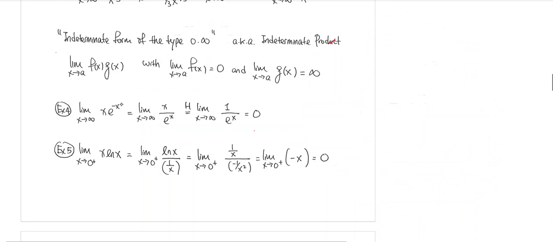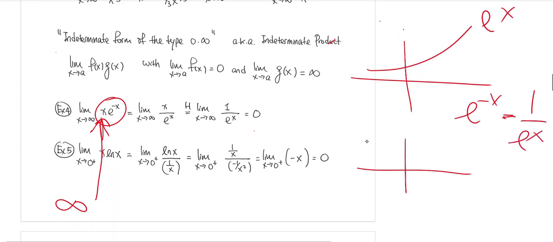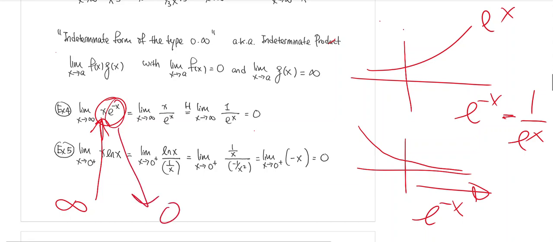Okay, example. The easiest one is probably this. When x goes to infinity, obviously everyone knows this will go to infinity. And when x goes to infinity, your e to the x graph will look like this. Okay, e to the negative x is actually 1 over this guy. So when things are small, this is big. When things are big, this is small. So you can obviously see that when x goes to infinity, e to the negative x approaches 0. So this is approaching 0. So you do have that type of 0 times infinity.